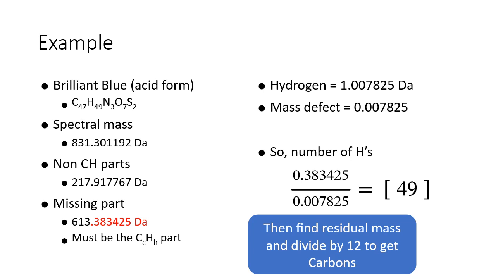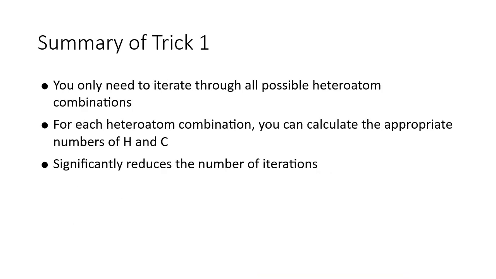47 carbons. So to summarise this first trick in the Dromey Foyster algorithm, you only need to iterate through all possible heteroatom combinations, and then for each one of those you can calculate directly the appropriate numbers of hydrogens and carbons to add to the formula to give an ion of the correct approximate weight. And this approach significantly reduces the number of iterations you have to calculate through for every peak.